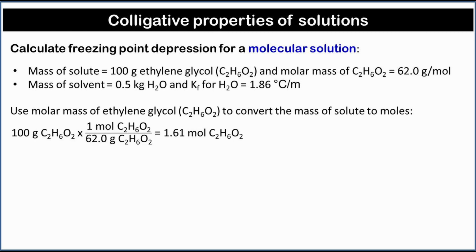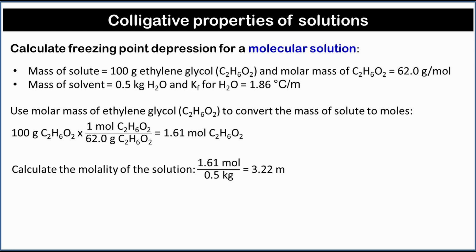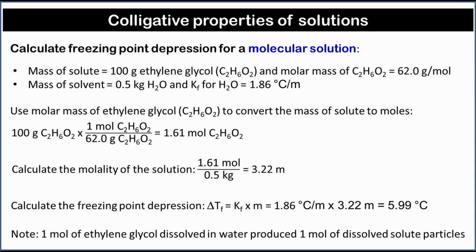First step, convert mass of solute to moles. 100 grams ethylene glycol is equal to 1.61 moles of ethylene glycol. Second step, calculate the molality of the solution. Moles of solute, divided by kilograms of solvent, is equal to 3.22 moles of ethylene glycol per kilogram of water. Third step, now the freezing point depression can be calculated.